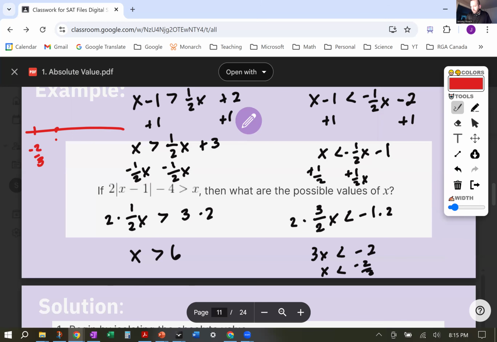Put 0 somewhere like that. And 6 is, we'll just put it way over here. So let's look at the first piece. It says x is greater than 6. So we put an open circle and we shade everything that's more than 6.